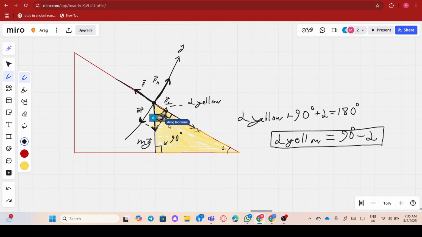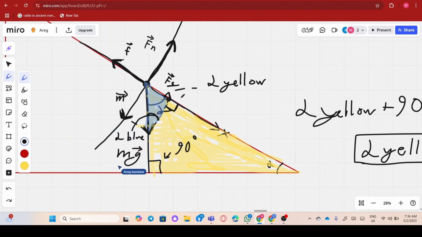So we could denote this one as the blue triangle. Let me color that in really quick. The angle we're trying to find for this one is this right here, which we'll denote as alpha blue. And we know exactly what we're working with because right here we have alpha, or alpha yellow, which we just found, and a 90-degree angle right here.